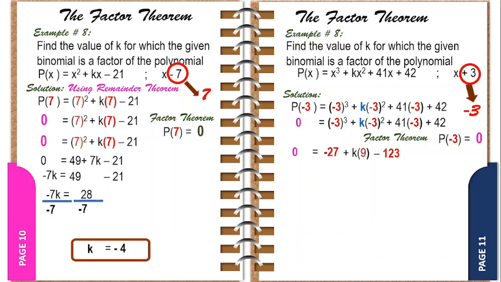Then, 41 times negative 3 is negative 123. Bring down positive 42. 0 equals negative 27, just copy. Then k times 9 is 9k. This is the proper way of writing the letter k and the number. We should write first the number before the letter, then bring down everything. And then, using addition property of equality, so we have negative 9k. Why negative 9k? Because on the right side, that is 9k. When you move it on the left side, that will become negative 9k. Then what is left is negative 27, negative 123, and 42 on the right side.